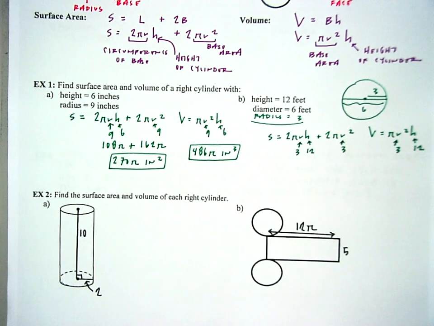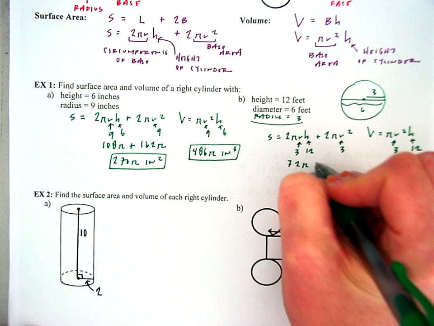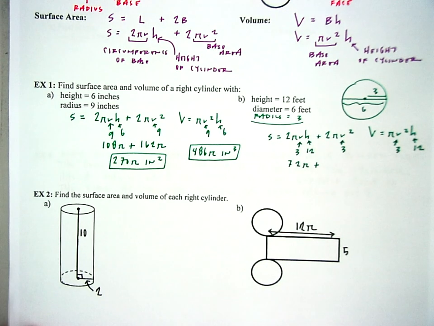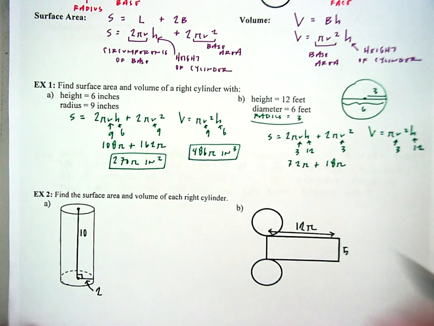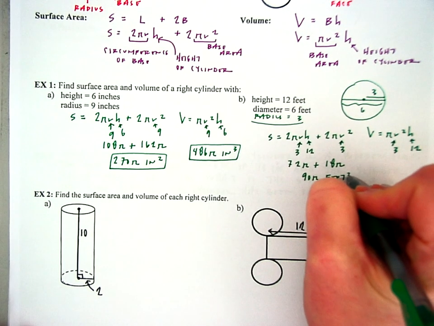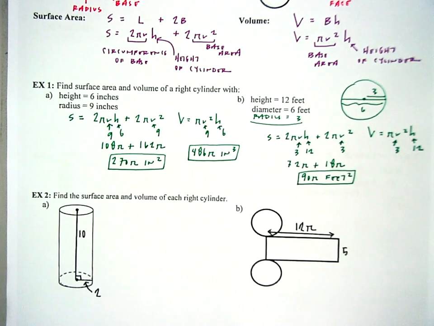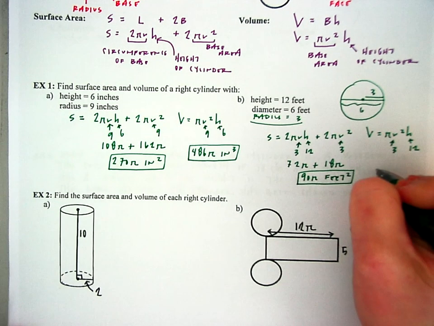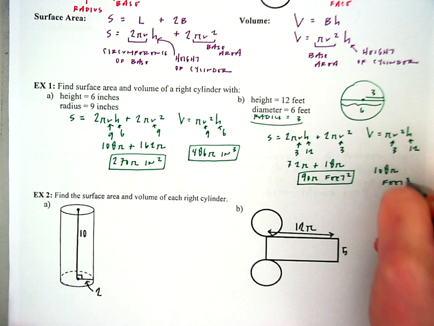2 times 3 times 12 is going to get me 72 pi. 2 times 3 squared, so 2 times 9, gets me 18 pi. When I add those together, I get 90 pi square feet. All right, there we go. Next up, volume. I need to do 3 squared, so 9. 9 times 12 gets me 108 pi, and then feet cubed.